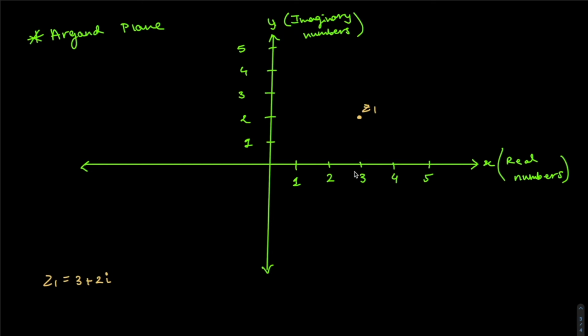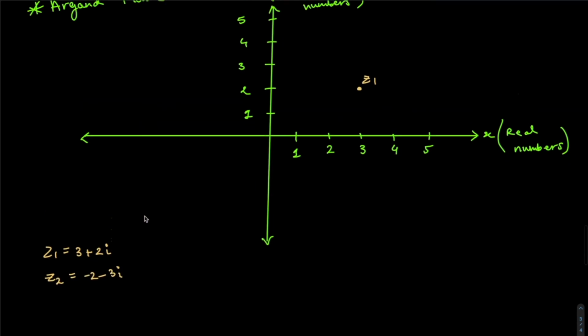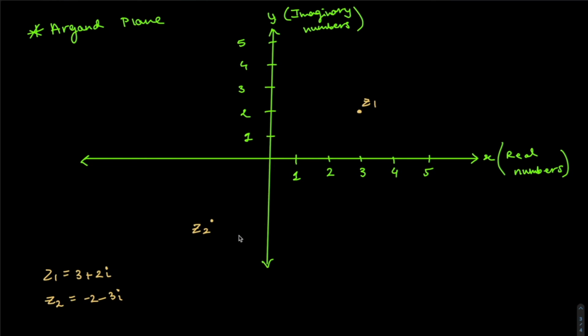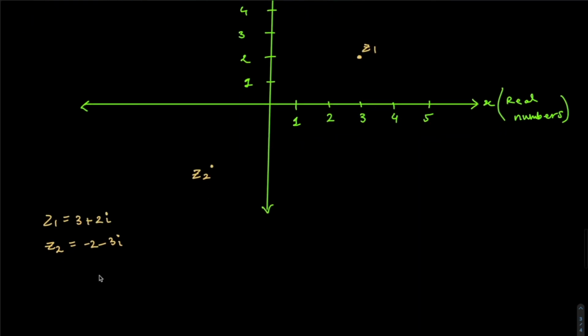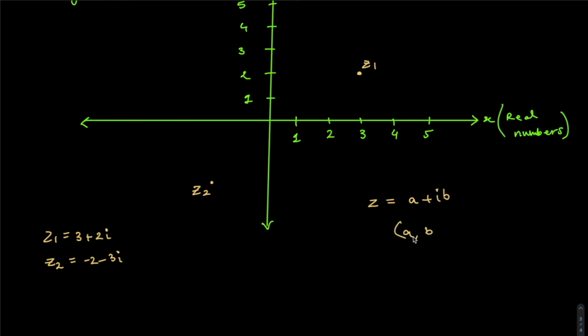Again, let's take another one. If you take z2 as -2 minus 3i. Well, on the real axis, we go -2, so 2 to the left, so 1, 2, and then 3 down. So 1, 2, 3, somewhere here. So we'd have our z2 right here. So essentially, we're plotting it exactly like the way we do for normal coordinates. Technically, if we're given the complex number z is equal to a plus iota b, on the Argand plane, we're just plotting a comma b.